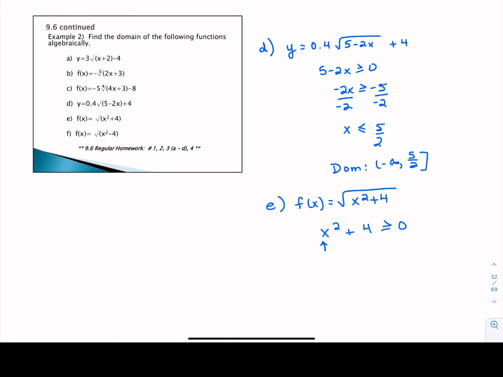So what we're trying to say in this case is it doesn't matter what type of x value you choose, when you square it and add 4, you're always going to have something that is greater than or equal to 0. So in this particular situation, the domain of this function can be anything. It starts at negative infinity and ends at positive infinity, because regardless of our choice, when we square this x value and add 4, we will ultimately have something that is greater than or equal to 0.